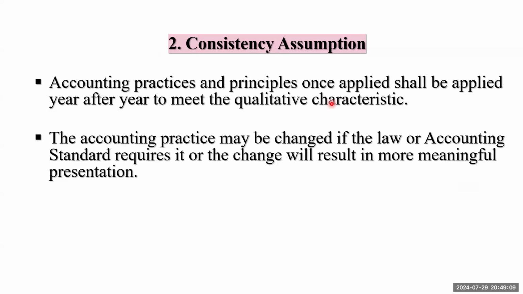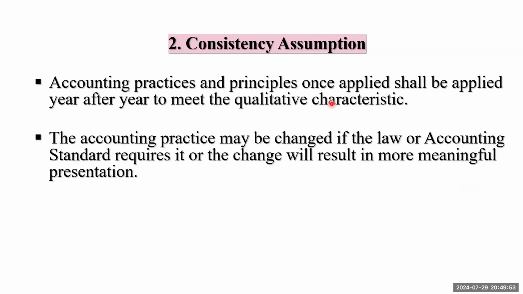And the reason is that if you are changing your method of accounting again and again, it won't remain comparable by the users of accounting. They won't be able to compare the financial statement of one year with another year, or the financial statement of one enterprise with the financial statement of another enterprise, because consistency is not being followed. The method of treating a particular item is being changed over and over again.